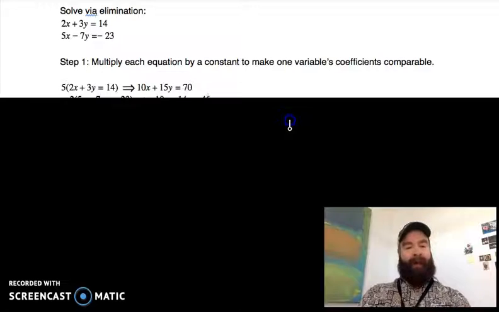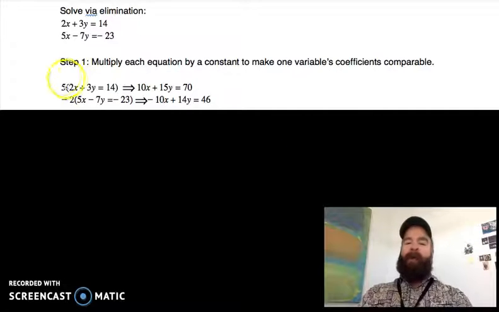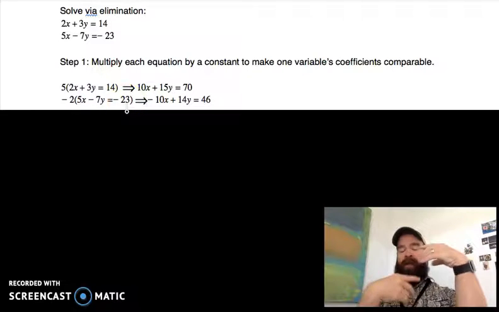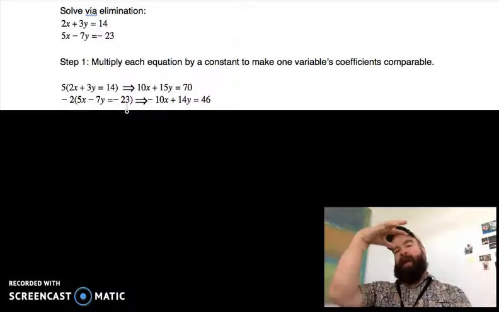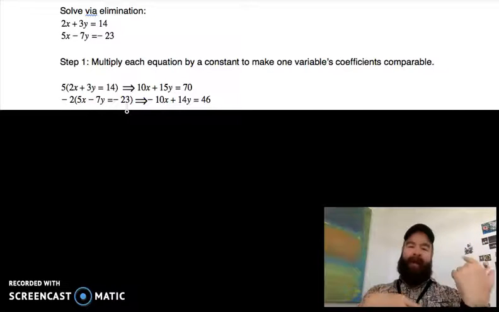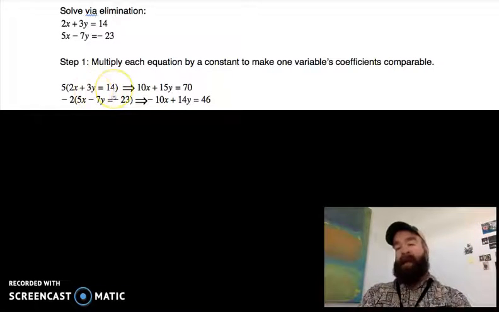Now when I look at this, see what I did here. I multiplied this top equation by 5 and the bottom equation by -2, because when I'm doing elimination, I like my coefficients to be the same number but opposite signs. That way when I go to combine the equations, I can add them together. You could just go ahead and make them the exact same thing, but you'd have to subtract. No big deal either way.